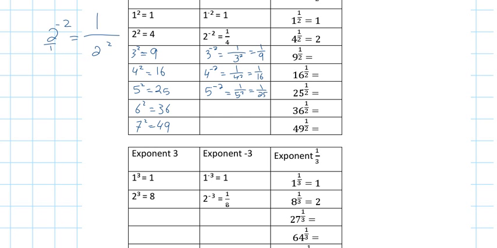Have you noticed any pattern so far between this one and the one before, the column before it? It's 1 over that answer, right? So it's the inverse of that answer. Okay, so 6 to the power of negative 2 is 1 over 6 squared, which is 1 over 36. And 7 to the power of negative 2 is 1 over 7 squared, which is 1 over 49. Are you guys okay with that?